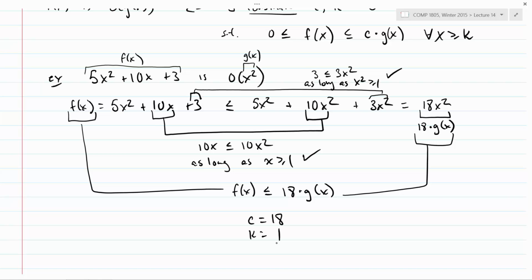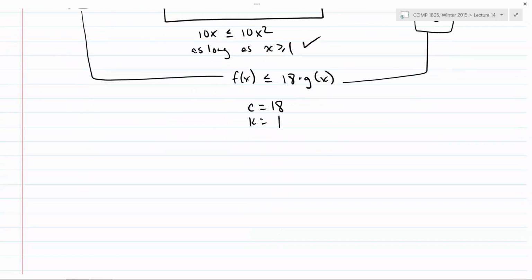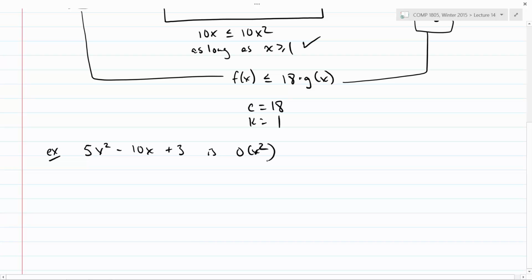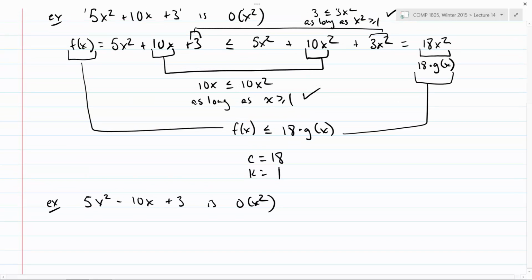All right, so let's do another example. This example is very, very similar, but it has one special difference. And that is that 5x squared minus 10x plus 3 is big O of x squared. So what's the key difference between this example and the previous one? Yeah, there's a minus here. Does that matter?